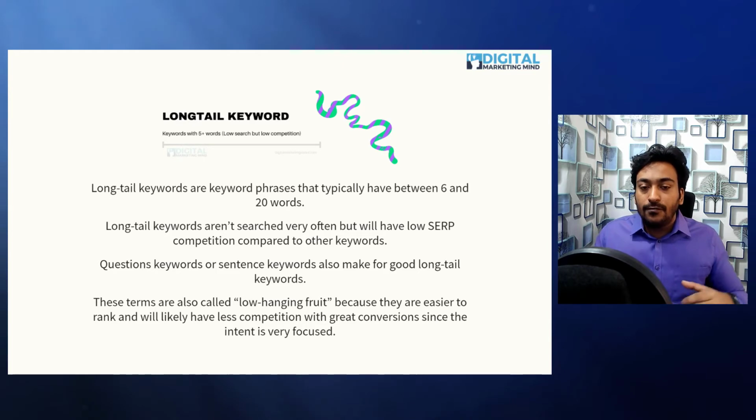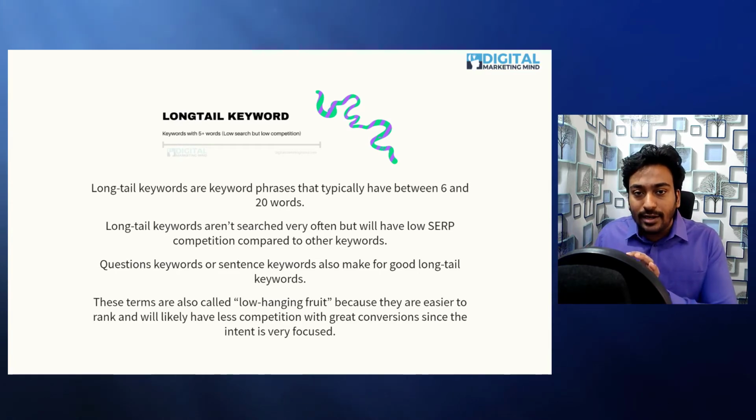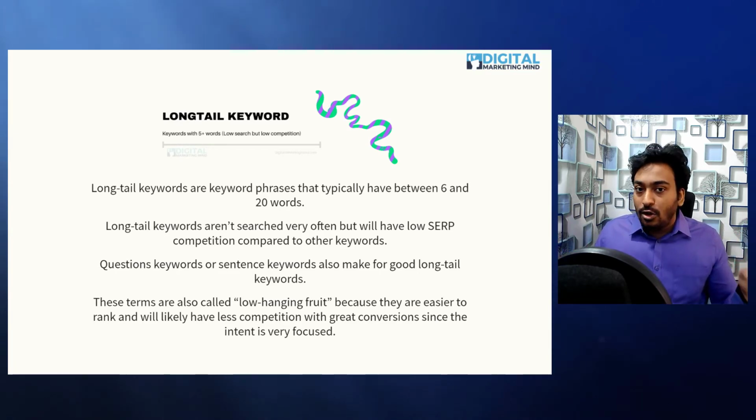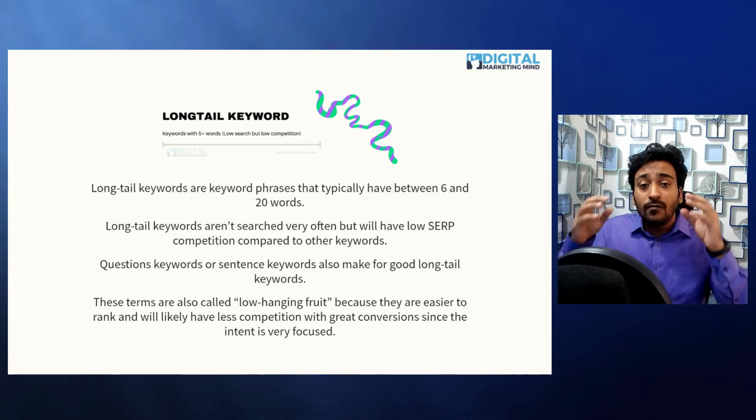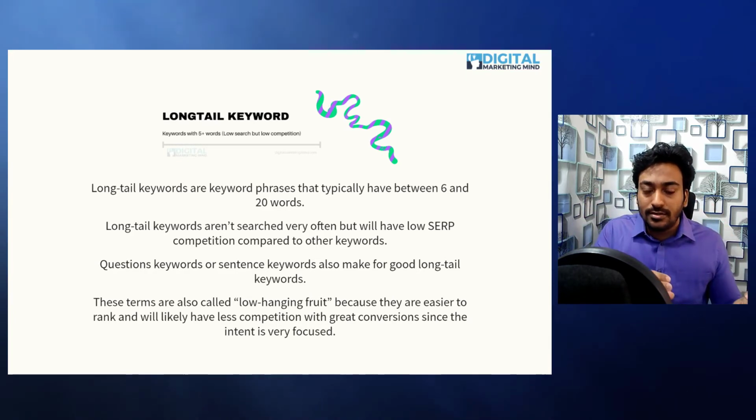For example, if someone is typing how can I lose weight within 7 days using a weight loss method, this is a long tail keyword which might not get thousands of searches, but let's say for example even if it gets only 50 searches a month, we clearly know what the searcher is looking for.